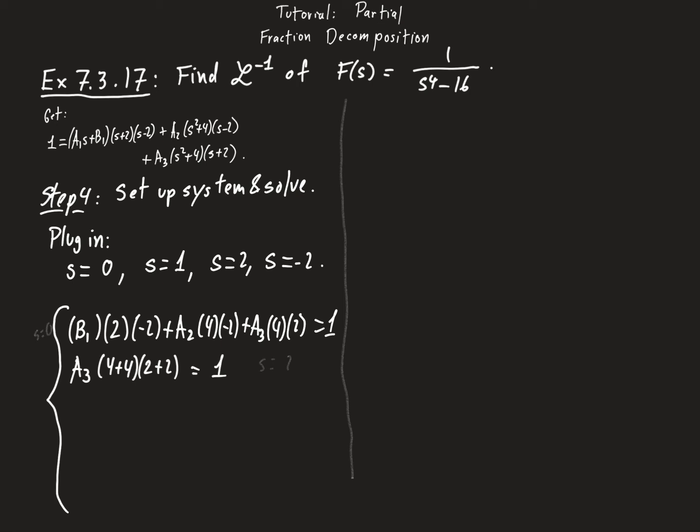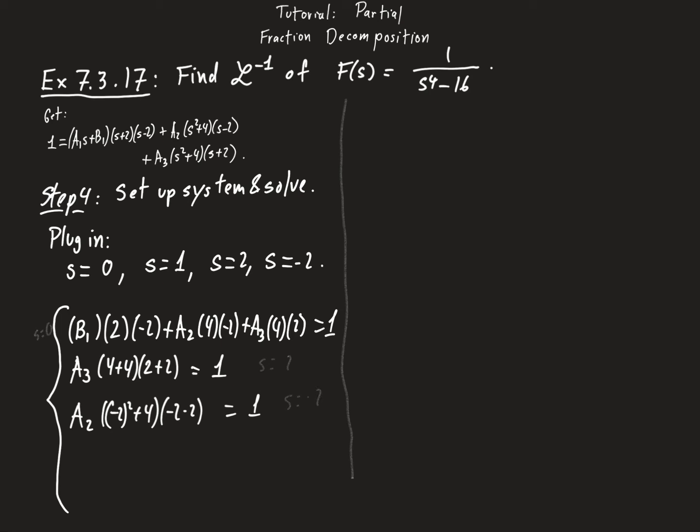All right, for the next one, I'm going to plug in s equals negative 2, and we're going to have a similar type of cancellation. This time, the first and the third terms are going to go away, and we're going to be left only with the middle one. What is that going to give us? It's going to give us a2 times negative 2 squared plus 4 times negative 2 minus 2 is equal to 1. And again, this one was obtained from plugging in s is equal to negative 2.